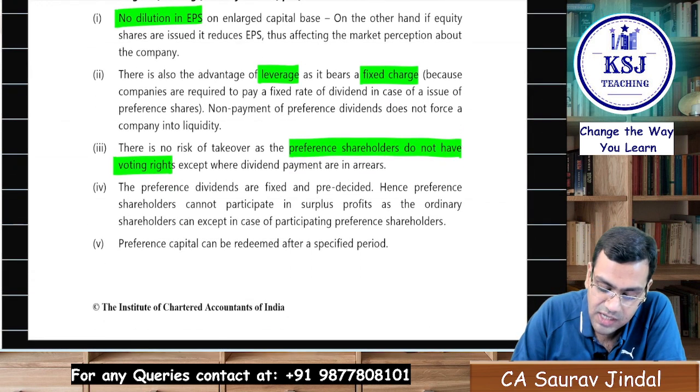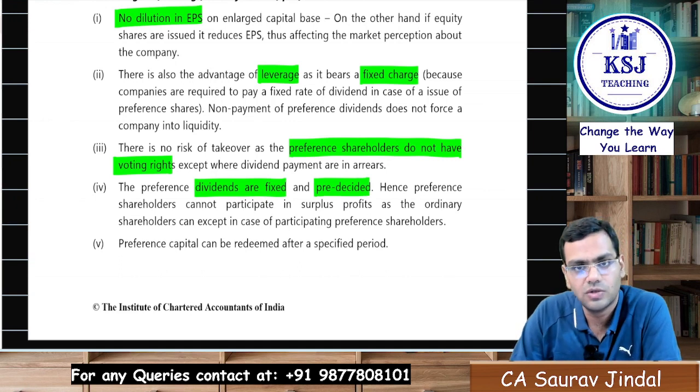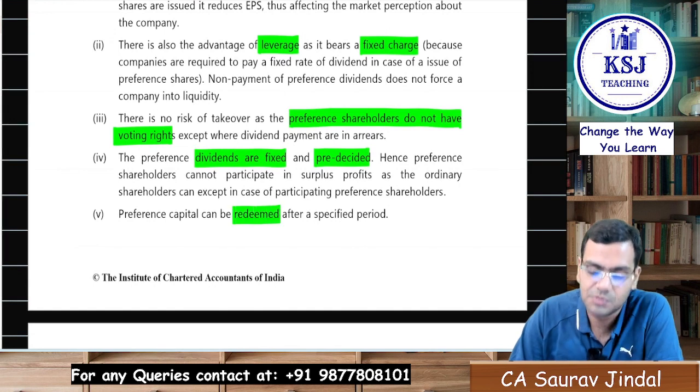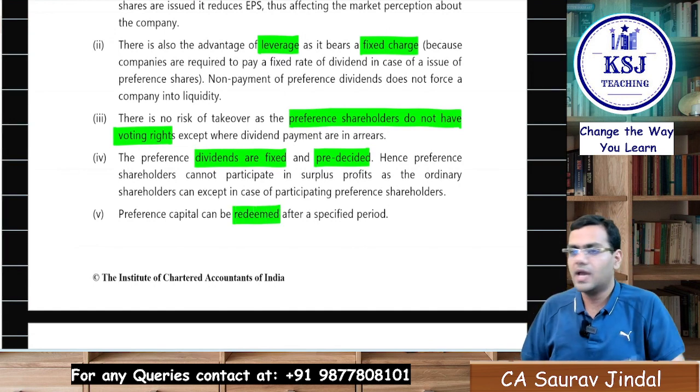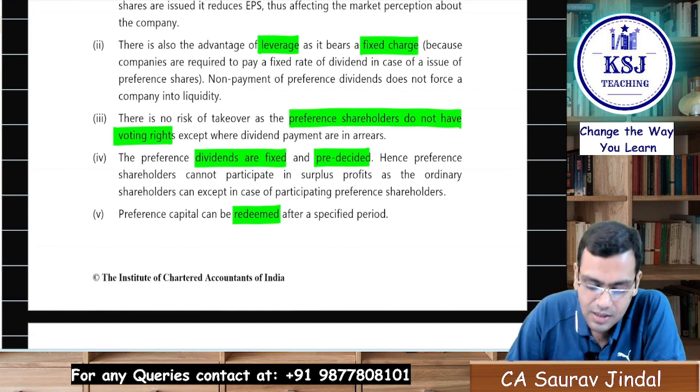Preference dividends are fixed and pre-decided, so you have to pay only a fixed percentage to the preference shareholders, right? Preference capital can be redeemed after a specified period, so this is the capital that you can redeem after a specified period, right? You can pay back the money which you have raised.